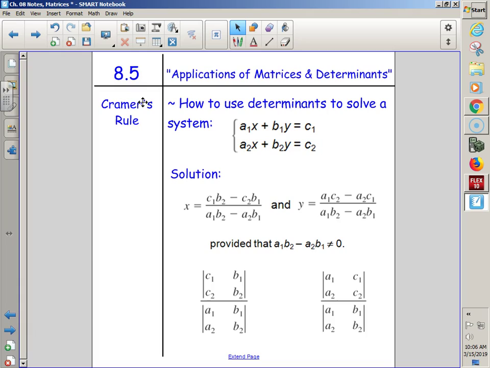Guys, check out the title of section 8.5. What do we have? No, the title. Applications. So this is the section that's basically like, hey, let's use it lots of different ways. So we're not learning anything new as far as the matrices themselves, but we're learning how to use them. The first big thing that we're going to learn is Cramer's rule.